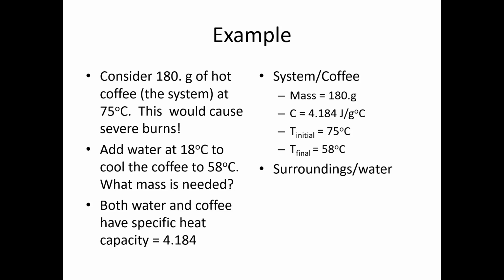Okay, so that all we can plug into Q equals MC delta T. Got everything we need for Q equals MC delta T. But what we want is the mass of the water. So what do we know about the water? We don't know the mass, but we do know the heat capacity. We know its initial temperature is going to be 18 degrees Celsius. And we know the final temperature that we want is 58. All right, so this is good. We've got lots of data and only one unknown. One unknown makes life much easier.